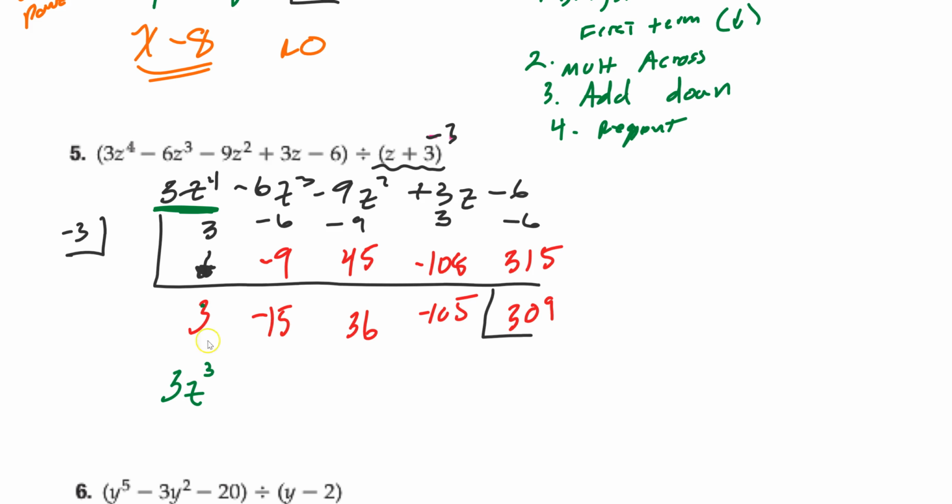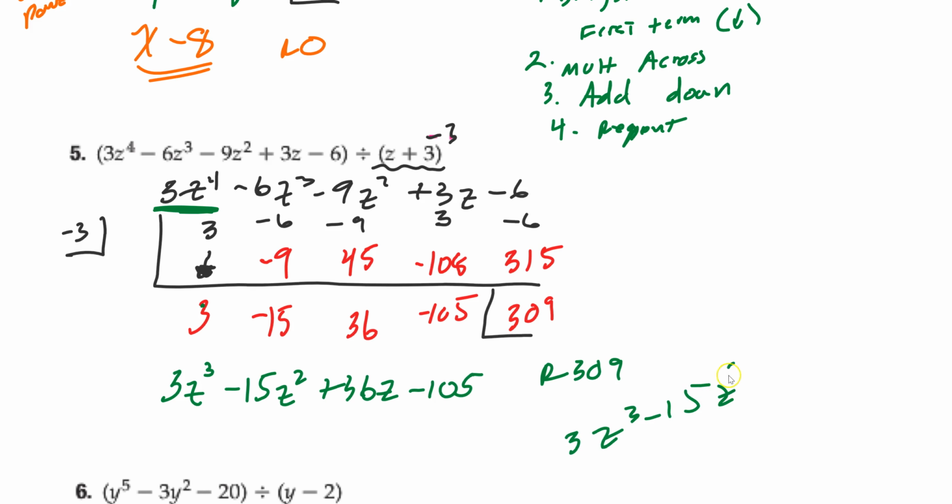Then you just go down in order. That's z cubed, that must be 15z squared. That must be 36z. That must be the constant term. And we have a remainder of 309. Or if you're pro, you can write it as 3z cubed minus 15z squared plus 36z minus 105 plus 309 over what you divided by, z plus 3. Oh, look how cool that looks.